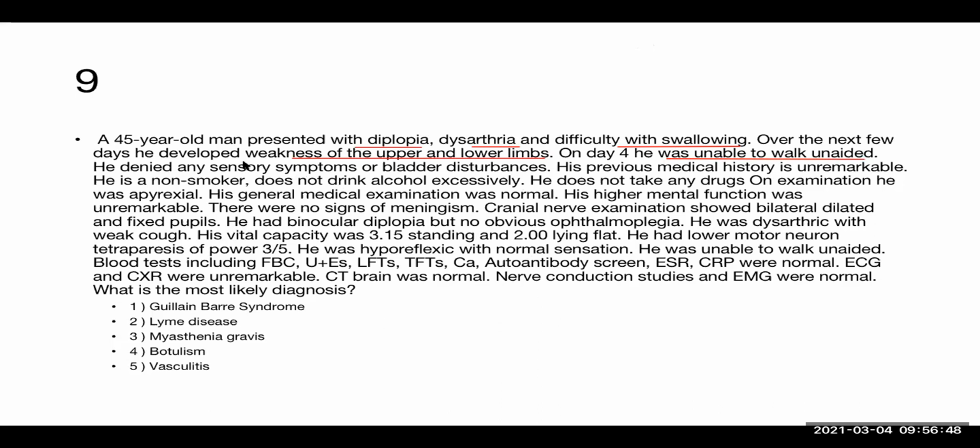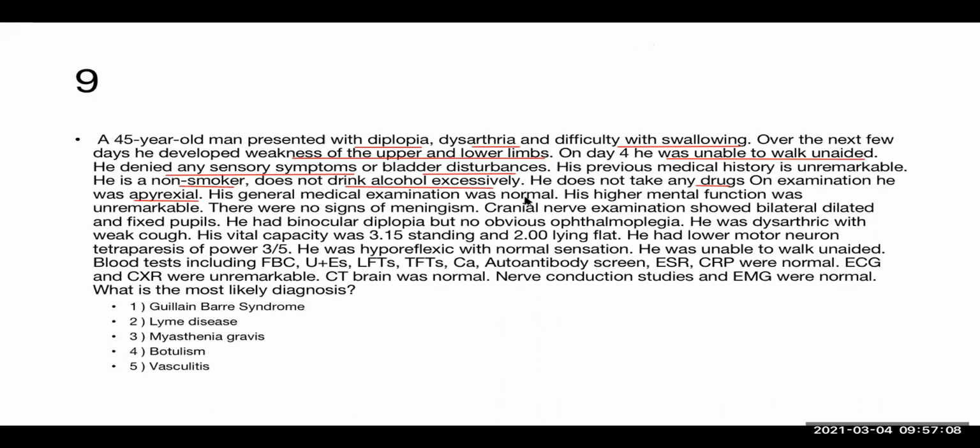He denied any sensory symptom, so no sensory symptom whatsoever or bladder disturbance. His previous medical history is unremarkable. He is a non-smoker, doesn't drink alcohol excessively. He doesn't take any drugs. On examination, he was apyrexial, no fever.